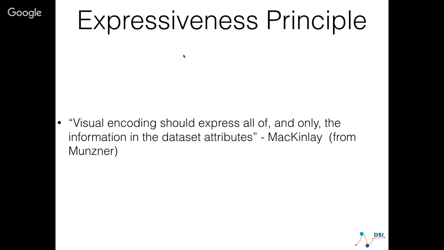A visual encoding, a plot, should express all of and only the information that is in the actual data set, subset of data, whatever it is. If you think about that, that's important. You shouldn't leave things out, but you also should not introduce things that are not there. The most obvious example of this is if you have unordered data and through color coding or something like that, you induce an ordering so people will misperceive. If you start connecting lines as if they are a time series or something, that's a problem. So you always have to be thinking about these different things.